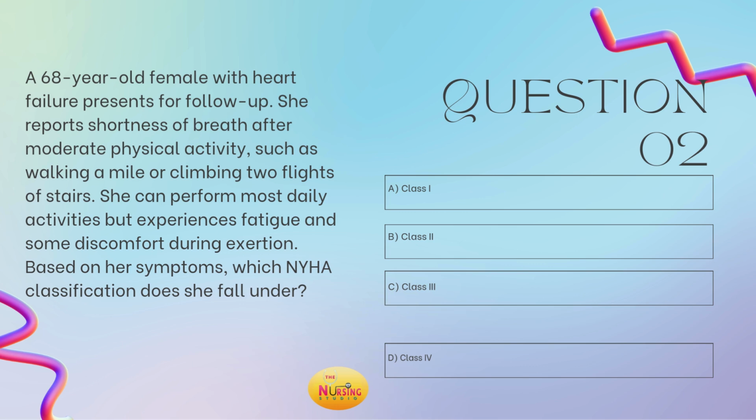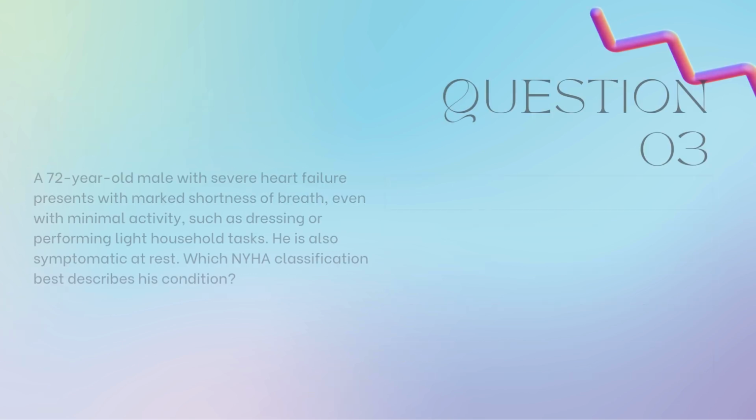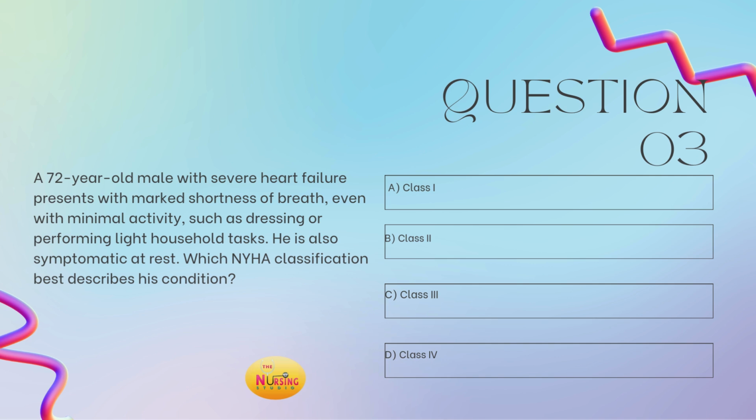Okay. And then hold on, let's do 3 and then we'll walk through it. Question number 3. A 72-year-old male with severe heart failure presents with marked shortness of breath, even with minimal activity, such as dressing or performing light household tasks. He is also symptomatic at rest. Which NYHA classification best describes his condition? Is it class 1, 2, 3, or 4? What do you think on this one?